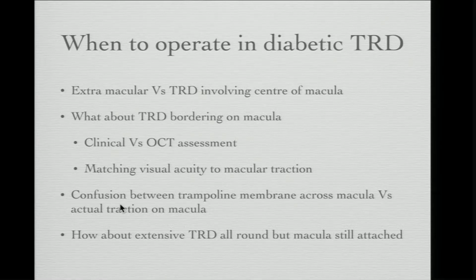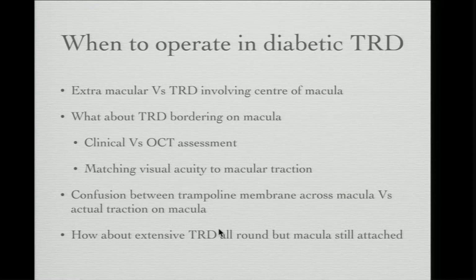There's also confusion sometimes between a trampoline membrane, which is across the macula, versus actual traction on the macula. The membrane can be bridging between the arcades, but may not be actually pulling on the fovea at all. And these patients can have excellent vision as long as the fovea is not ischemic and not unhealthy.